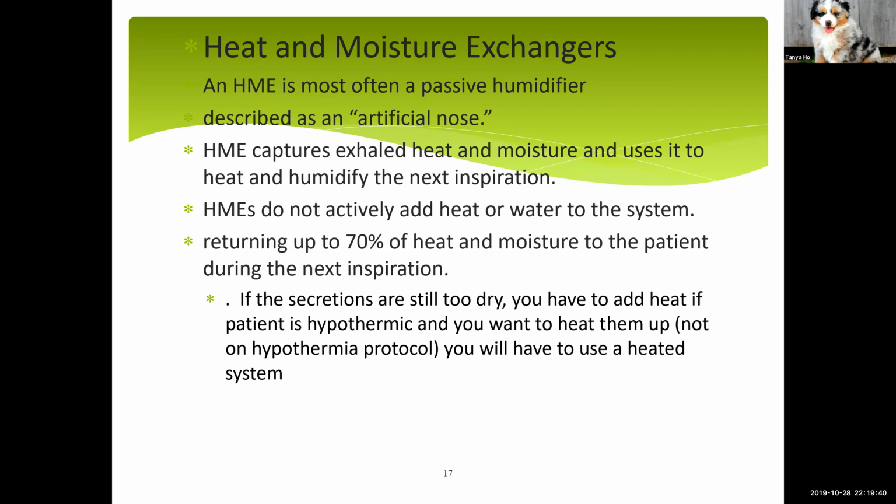An HME, or a heat and moisture exchanger, is called a passive humidifier. The other ones they talk about are active, in that the humidifiers actively add humidification. This is considered passive, so the HME is called the artificial nose. It's a little device that you can put at the patient's airway.